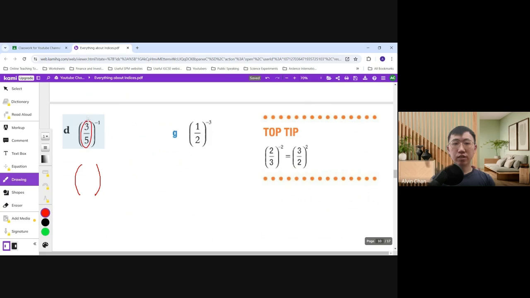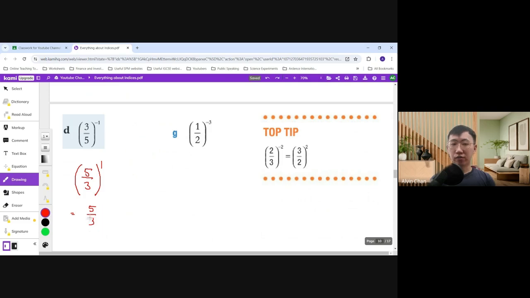You're going to reverse this, flip 5 over 3. Negative power, you're going to write as a positive power. So I think that's pretty much it. 5 over 3 to the power of 1 is exactly 5 over 3. So you leave it like this first, then only you will learn whether you know how to see this is going to be flipped or not.